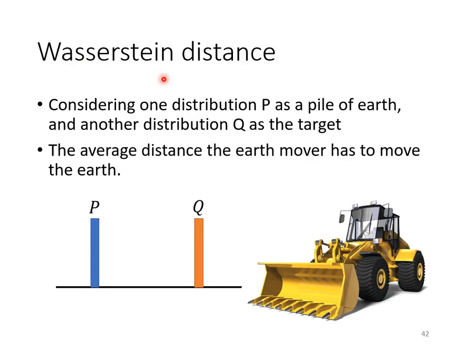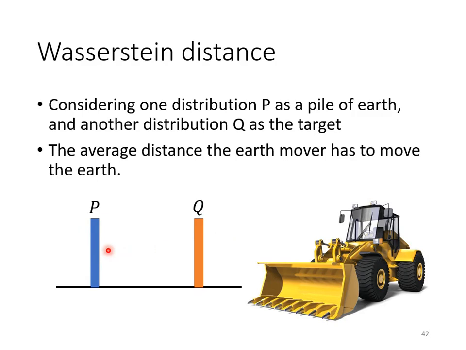Okay, how is this Wasserstein distance calculated? The idea of Wasserstein distance is like this. Suppose you have two distributions. One distribution we call P. Another distribution we call Q. To calculate Wasserstein distance, you just imagine you are driving a bulldozer. A bulldozer is called an earth mover in English. You think of P as a pile of dirt. You think of Q as the destination where you want to pile the dirt. Then the average distance for this bulldozer to move the soil on the P to Q is Wasserstein distance.